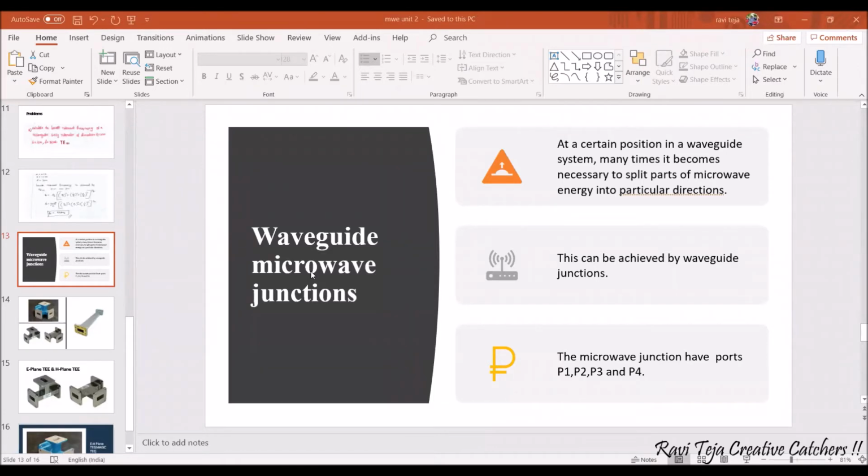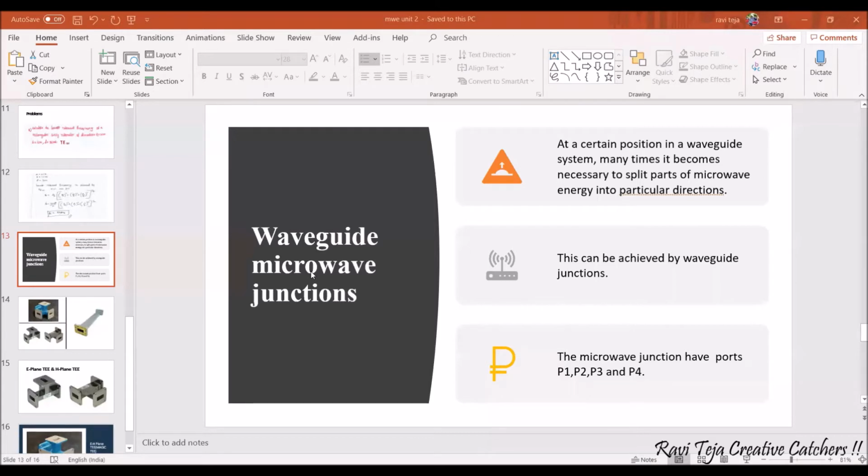But technically, we call them ports. You might have already seen in microcontrollers or microprocessors, like the 8051 or 8086, the pins which are considered as inputs and outputs are called ports. Similarly, here microwave junctions also have several inputs as well as several outputs. Each outlet or inlet is considered a port. That port can be used as your input, and it can also be used as your output.